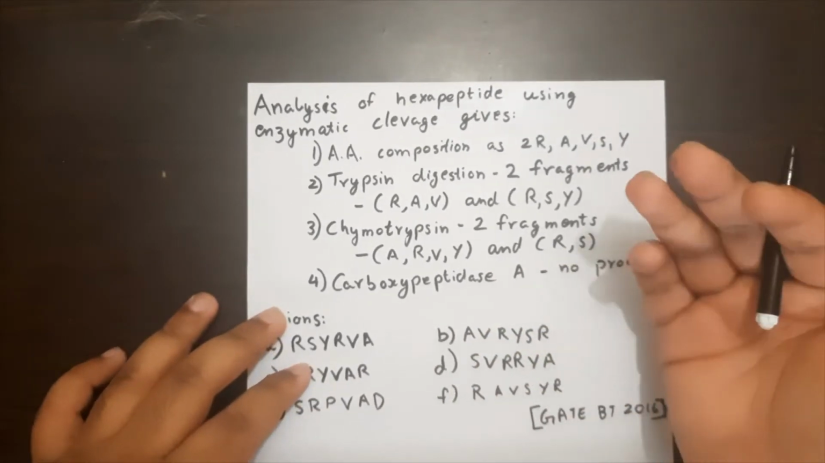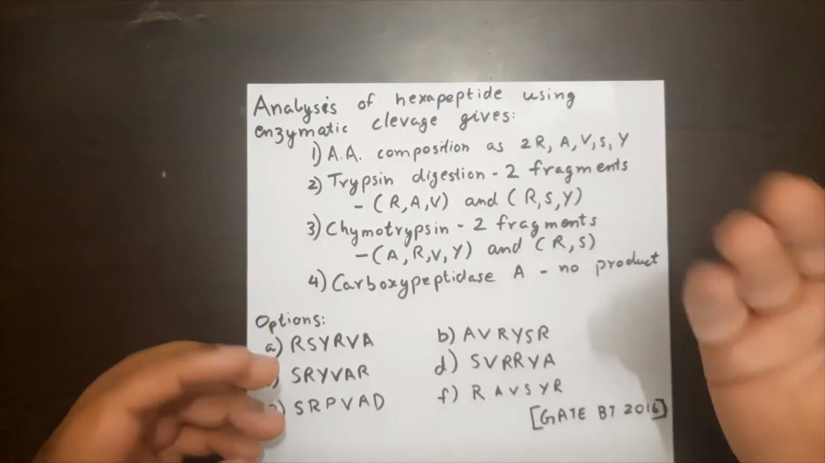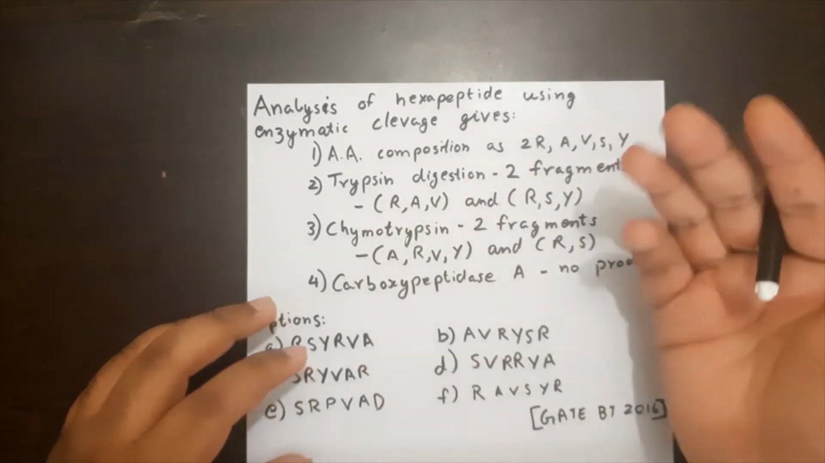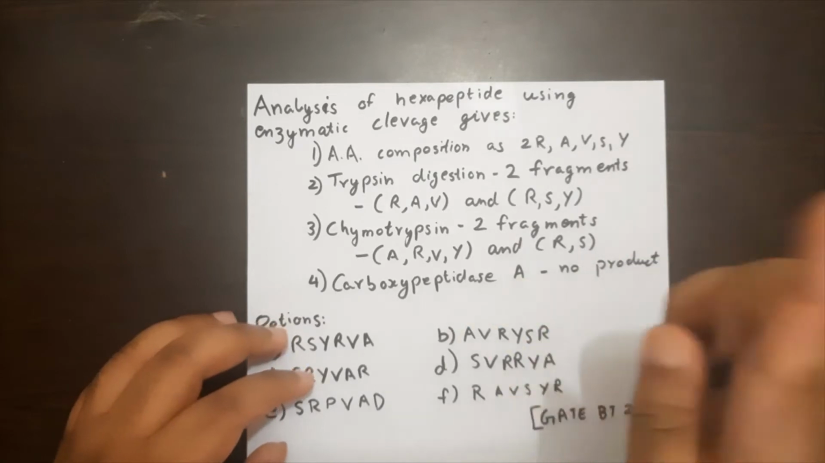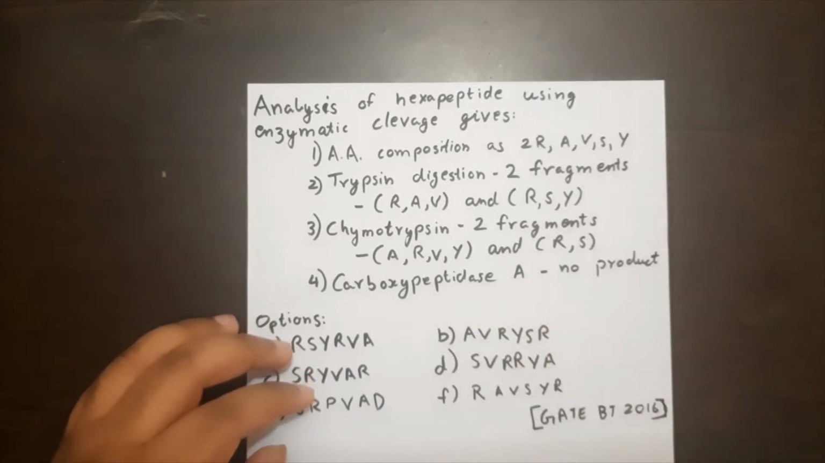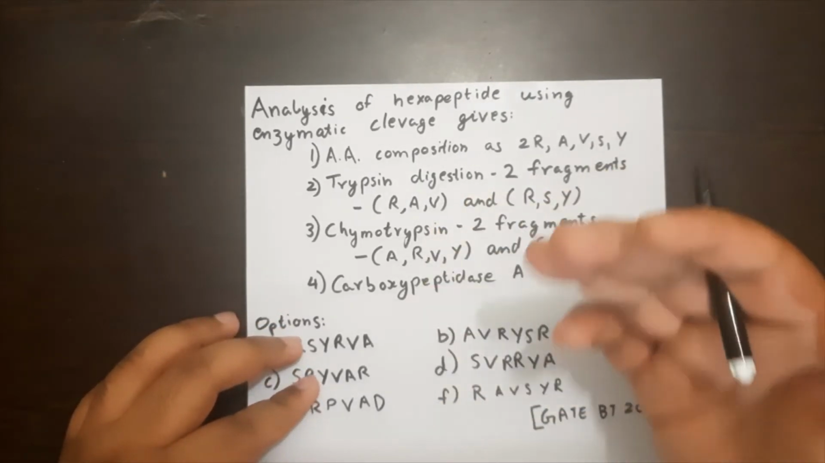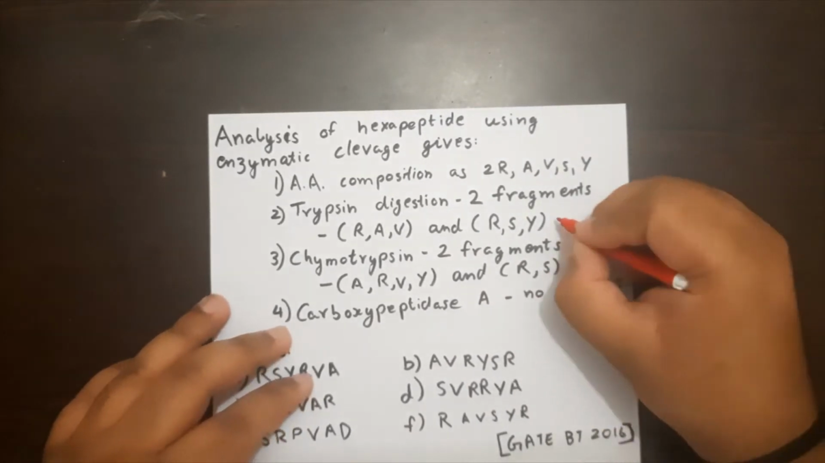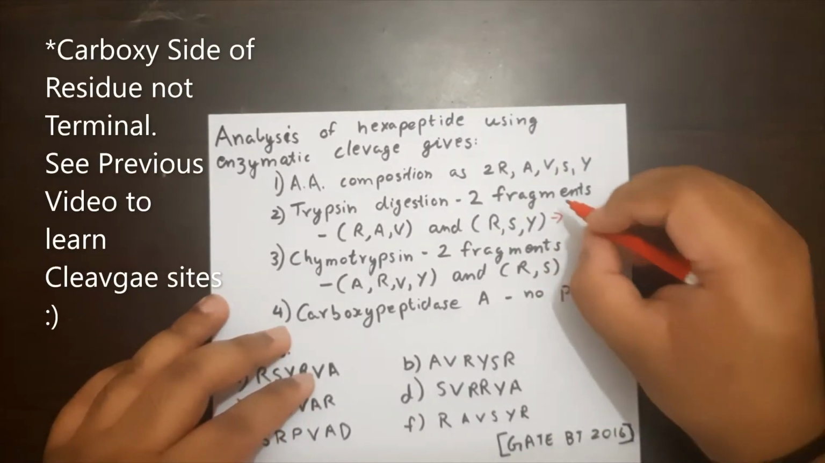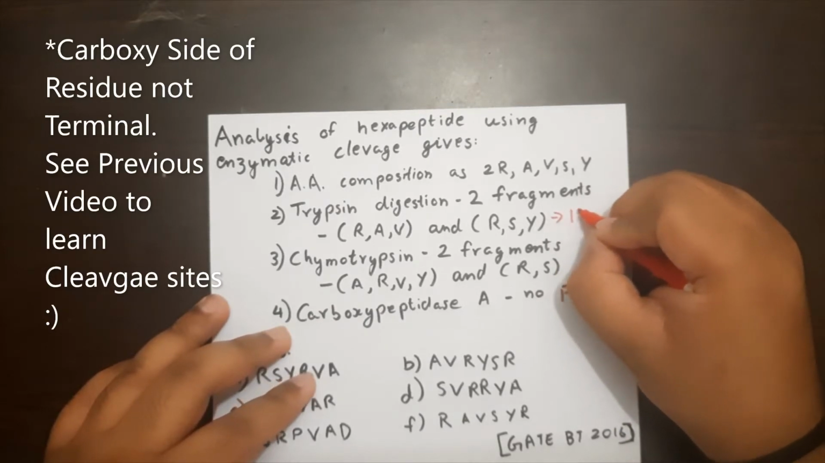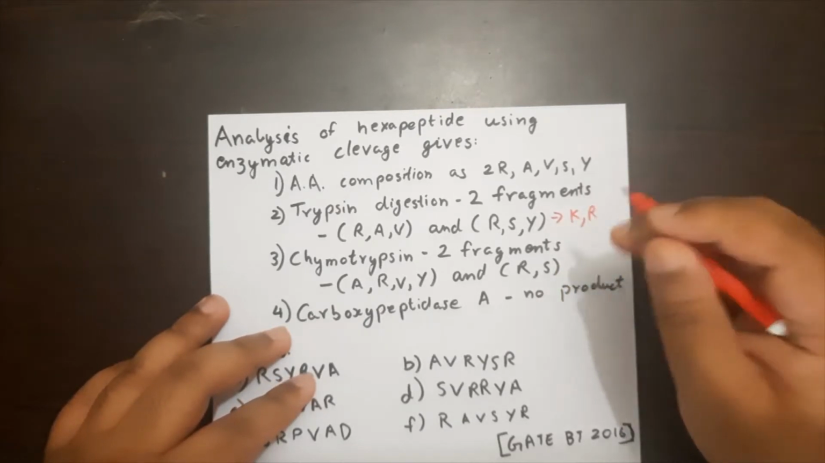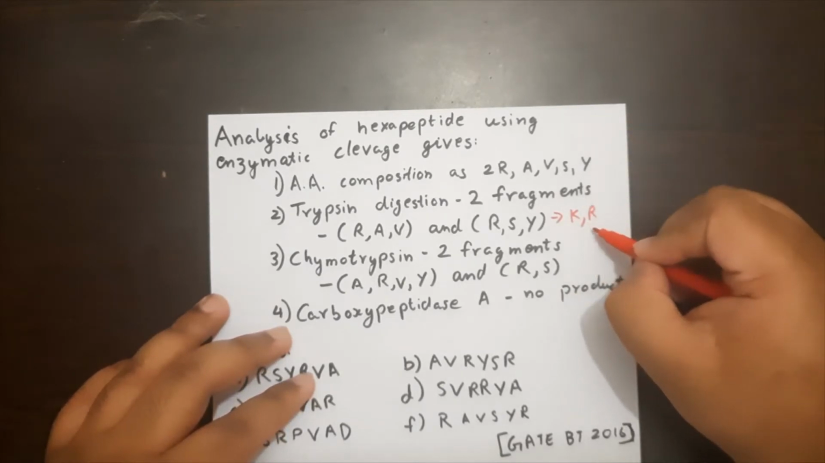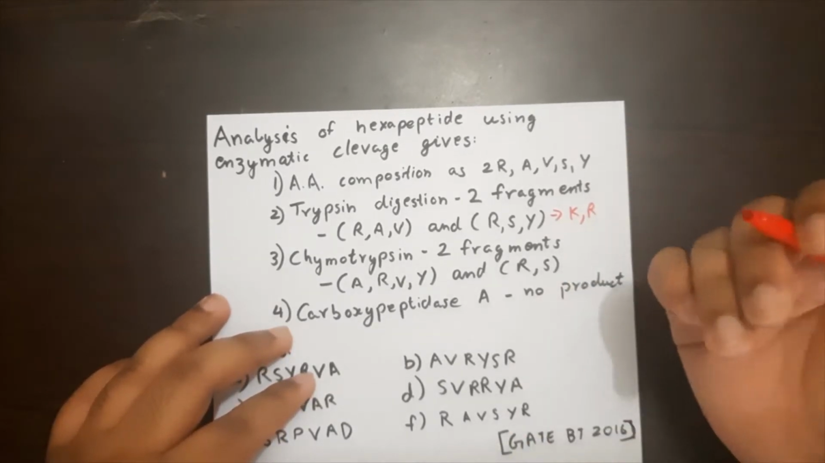Now to answer this kind of question, you have to know what the cleavage sites for these different enzymes are. If you look at my previous video, which I'll link over here in the i-card, you'll remember that trypsin digestion occurs at the carboxyl terminal of lysine and arginine. Only if the carboxyl terminal has lysine or arginine would the cleavage occur.